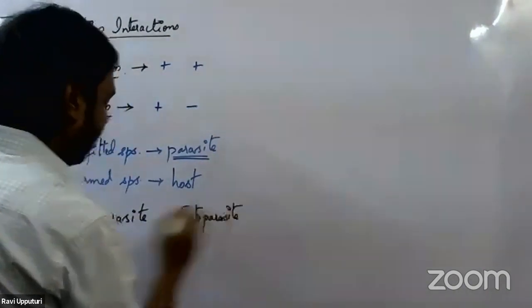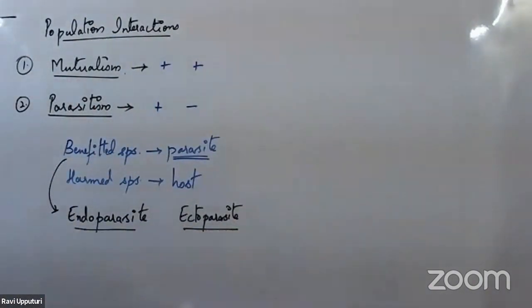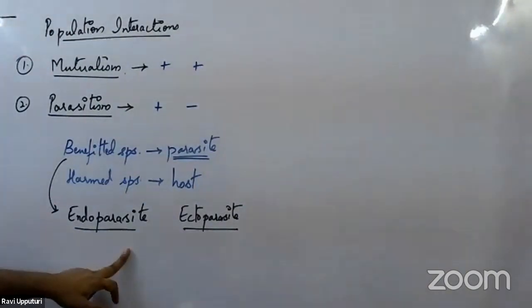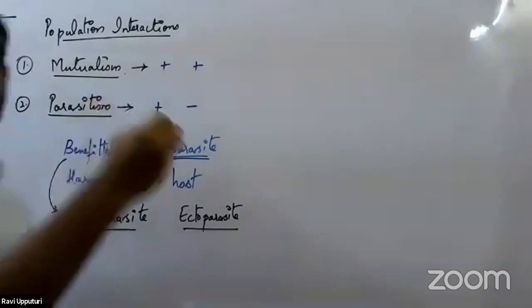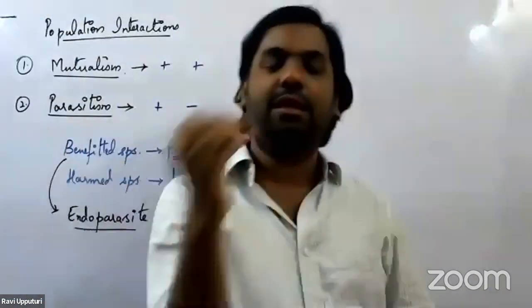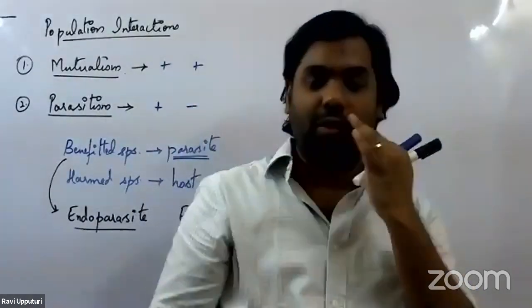So we have two types of parasites, endoparasite and ectoparasite. Now what does this mean, endoparasite? Endo refers to inside. Parasite, the organism which is dependent on the host organism. So this endoparasite usually lives inside the body of the host organism.